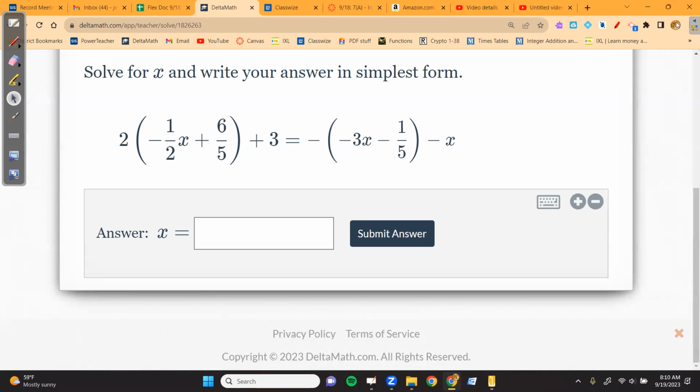I'm going to pause this and answer my phone. It's 2 times the quantity. If you can't see, you need to sit closer, okay? 2 times the quantity of negative 1/2 x plus 6/5 closed quantity plus 3 equals negative quantity, negative 3x minus 1/5 closed quantity minus x. All right, it's going to be super inefficient if I have to read these off super slow to you. So if you cannot read the board, that's zoomed as far in as I think realistically I can go. You'll need to switch. There are a couple seats up here that are much closer.